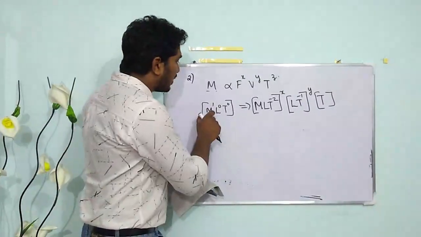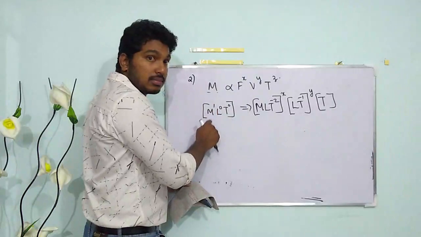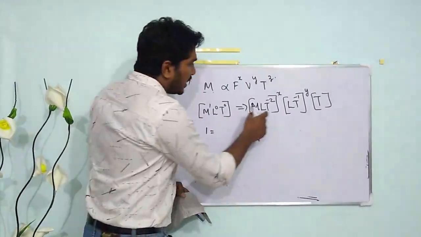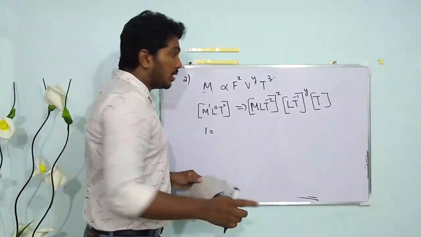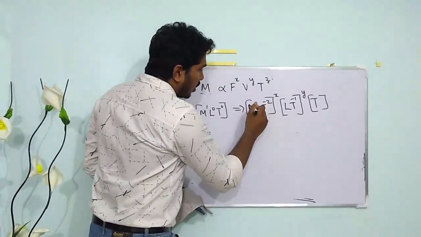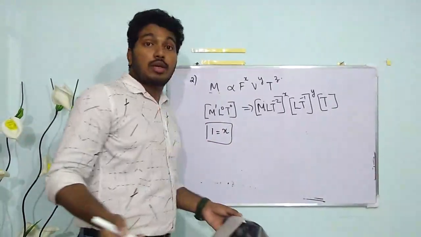Now the next step is to compare the powers of M, L and T. In the LHS, what is the power of M? The power of M is 1. So 1 equals, in the RHS, in both the other quantities there is no M, but in this quantity there is an M, right? What is the power of this M? Here it is 1 raised to x, so it will be x. So you got the value of x.